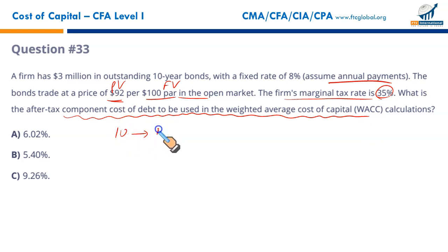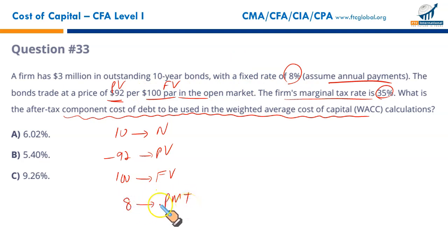10 is N, minus 92, the current PV, that is PV. Face value, the redemption value, the future value, that is $100 positive. Payments, it's 8%, $100 bond, that's $8 every year, 8 PMT. What you need, simply press CPT, you will get your rate 9.26%.